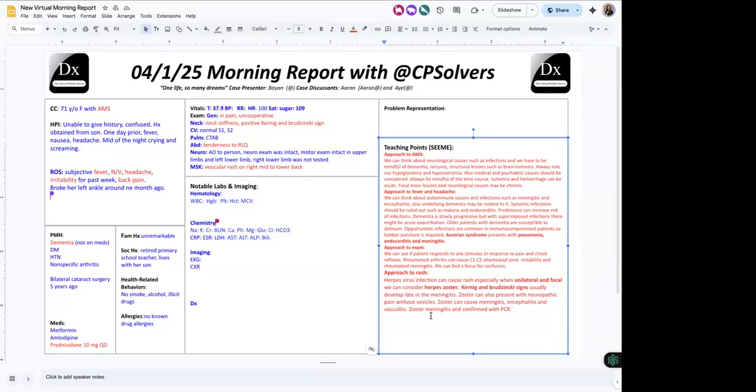So in the ER, they did actually start her on our empiric treatment for meningitis, that being vancomycin, ampicillin, given her age, ceftriaxone, and acyclovir. Just because the ER physician could not really find any localizing signs that pointed anywhere else apart from the right lower quadrant pain. They did get an ultrasound of her abdomen because they were concerned that maybe she had appendicitis, given that she had never had an appendectomy before, but that was clear.